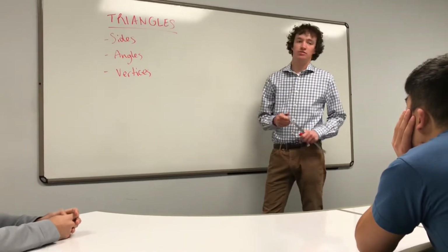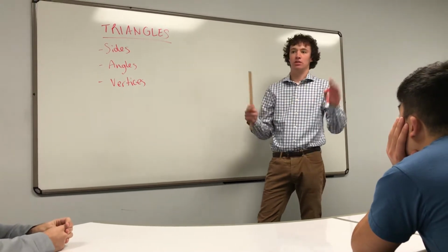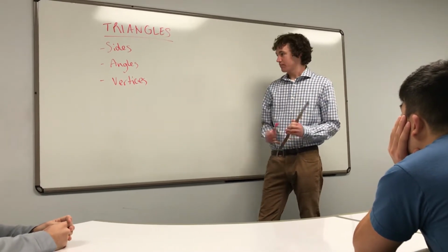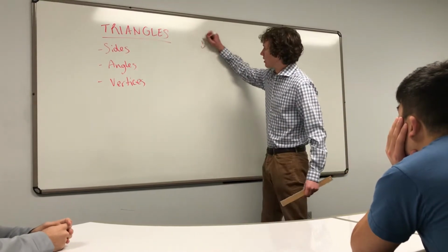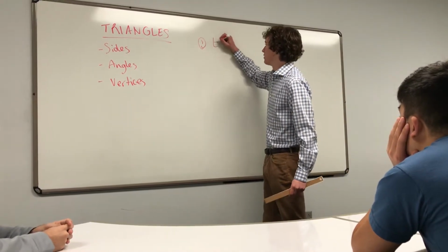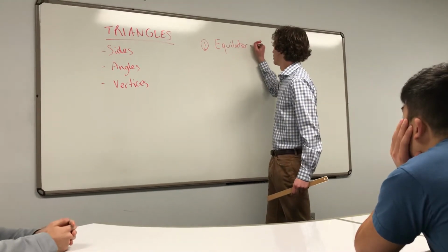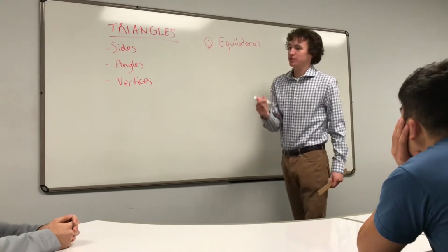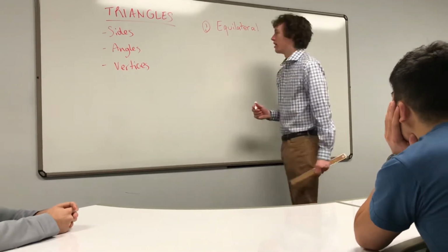Today we'll be learning how to distinguish different types of triangles based on the correlation of their sides. So, the 3 ways to distinguish triangles based on sides. Number 1, we have equilateral triangles. What's an equilateral triangle? An equilateral triangle is where all 3 sides of the triangle are the same length.